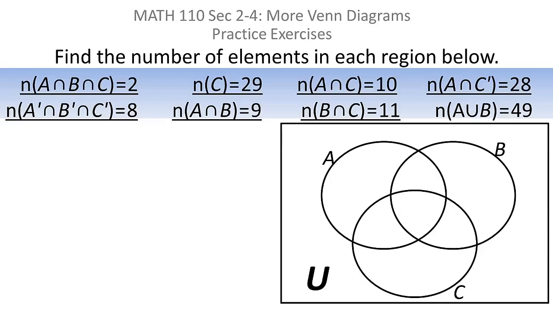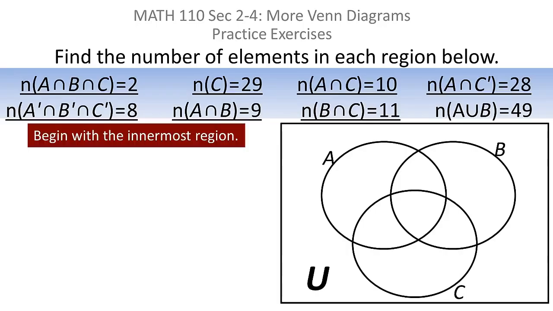Here we're asked to find the number of elements in each region below when given lots of information. I won't read it all off. But I will say, as always, I try to start in the middle, the very center, and those are the elements that represent the intersection that are in set A and in set B and in set C, and that number is 2. And you sort of spiral your way out.